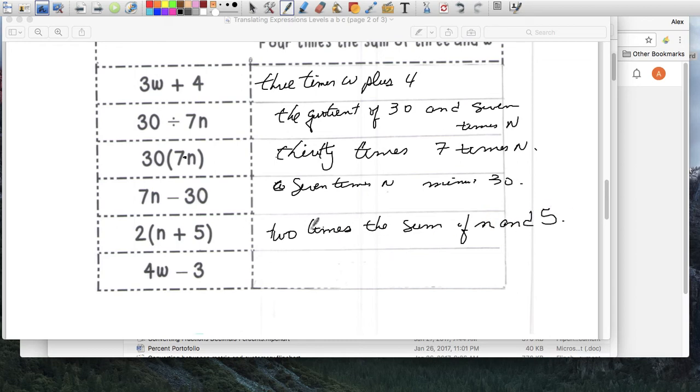Okay. All right. Or n plus 5, comma, times 2. That's also okay. 4 times a number we don't know called w. 4 times w minus 3. You want to get fancy? You can use turnaround words. You can say 3 less than 4 times w. That's okay too.